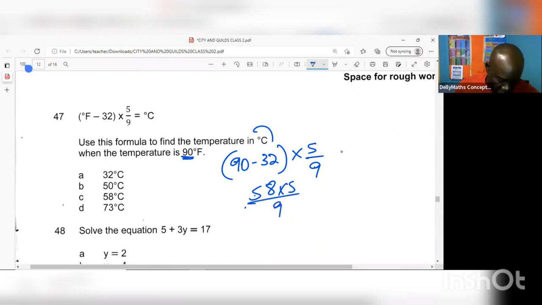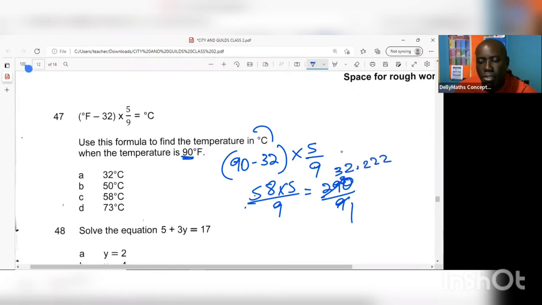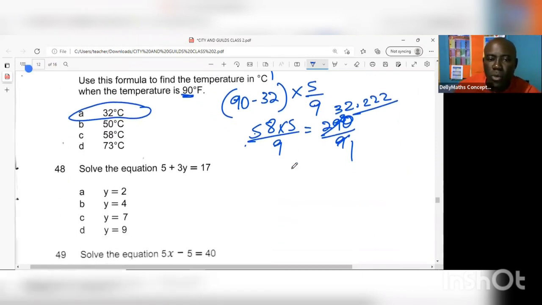All right, so 58 times 5. 5, 8, 40, 5, 5, 25, 290/9. And then 9 into itself 1 time, 9 into this goes 3, remainder 2, 9 into 18, and that's 2, remainder 2. So we're going to get that. So 32.22, then I'm seeing 32 there, and then that's that. So we're just working out the thing.